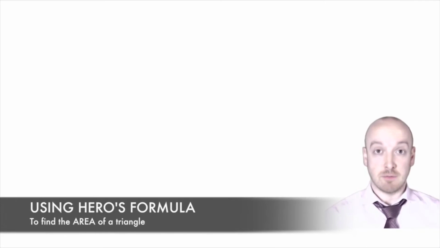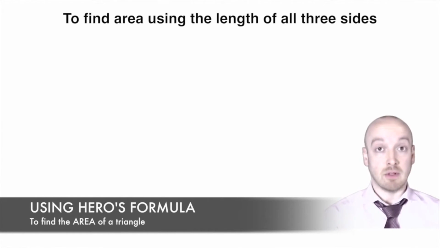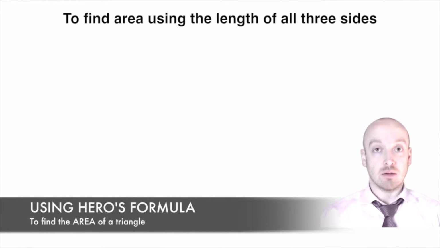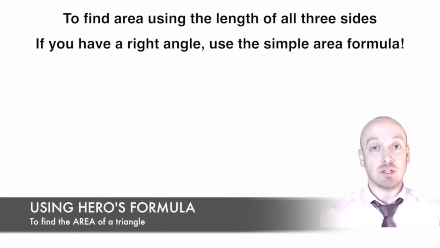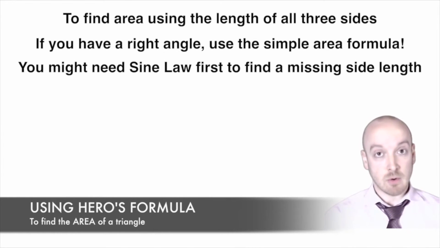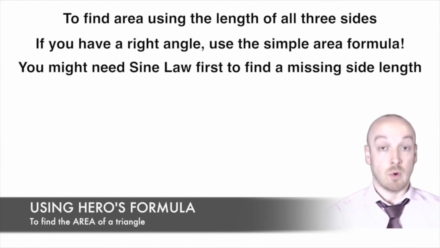Alright, so Heron's formula. This one we use to find the area of a triangle as long as we know the length of the three sides of that triangle. This is an area formula that we're going to use if we have no right angles in the triangle. If we had a right angle, we'd be using that really simple base times height divided by 2 to find the area. Now sometimes in more complicated questions you're going to have to find the side lengths, or at least one that was missing, before you can use the formula.